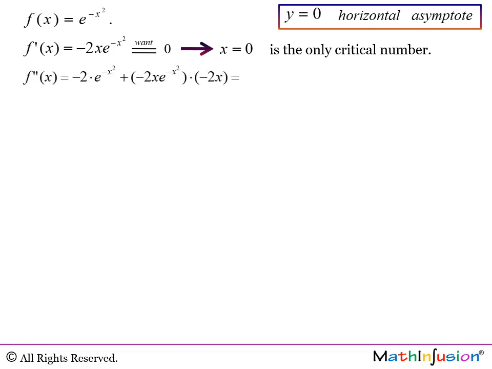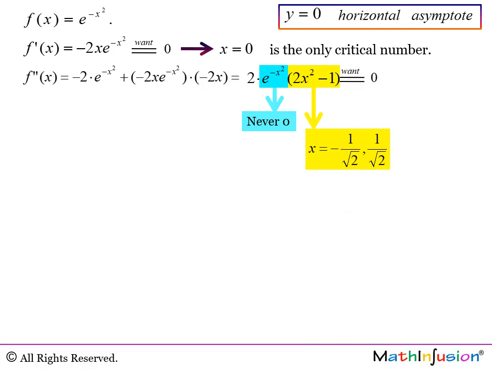Second derivative, we have to use the product rule, and when we differentiate e to the negative x squared, we'll have to use also the chain rule. We will write it as a product of terms, and now we want to find the zeros of this one. Pay attention that e to the negative x squared is never 0. Actually, it's always positive. And this one is 0 when x equals negative 1 over square root of 2 and 1 over square root of 2.